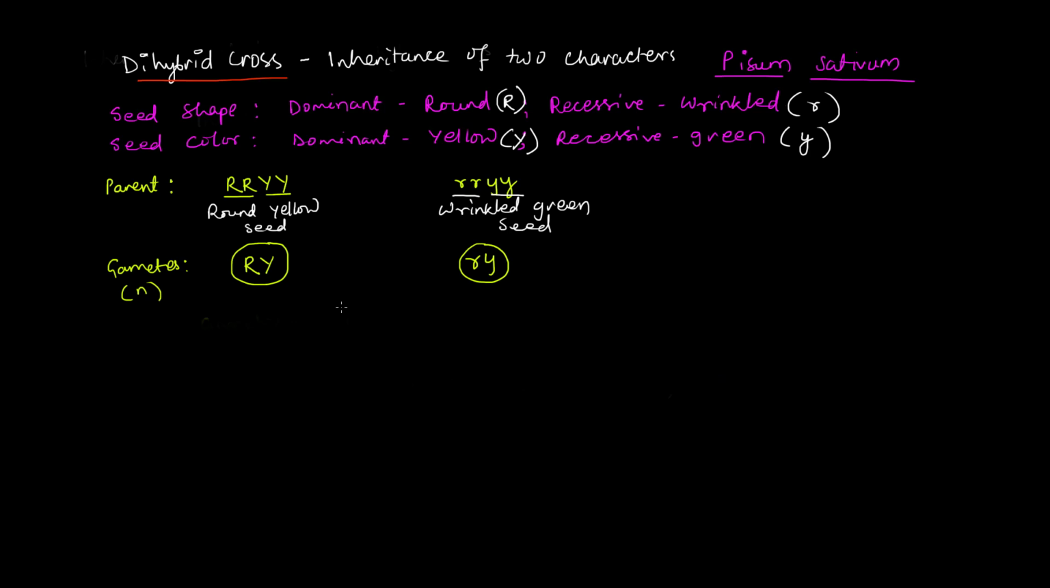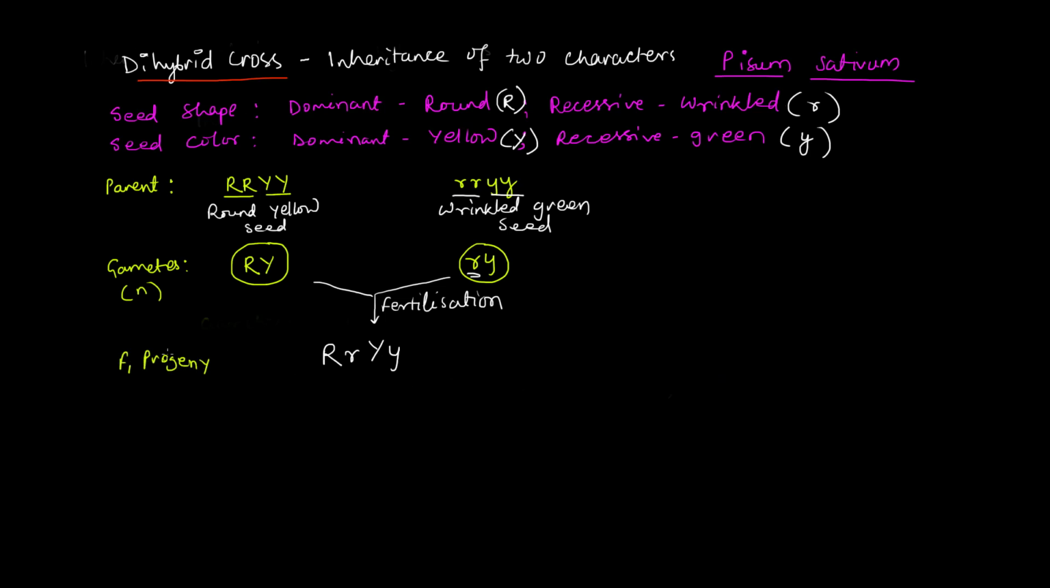During the next stage, they are going to fertilize. When fertilization occurs, they will give rise to progeny, and this progeny is going to be a combination of the gametes here. So it is going to be capital R, then the recessive allele, small r, and capital Y, small y. And this one, my dear student, is going to be the F1 progeny.